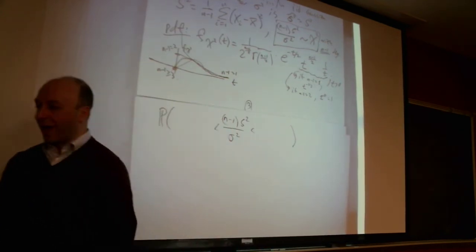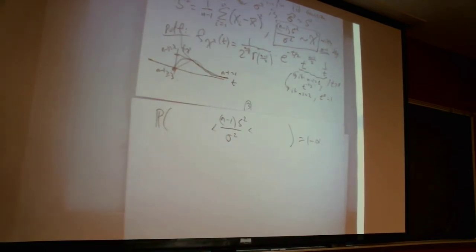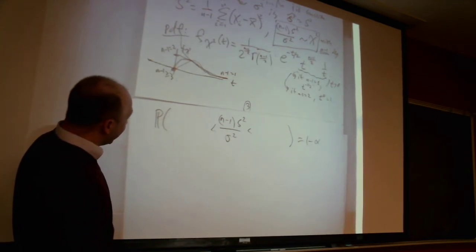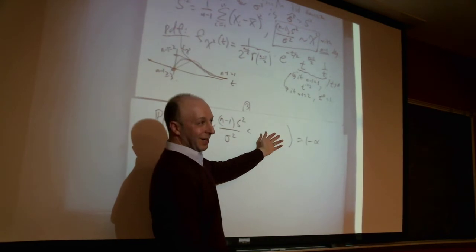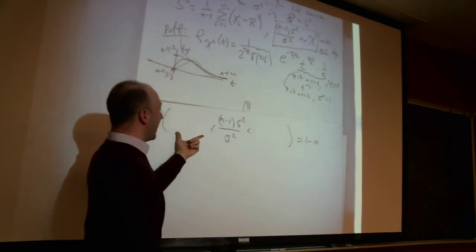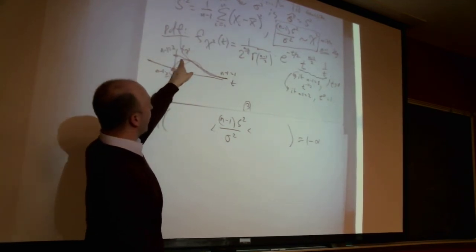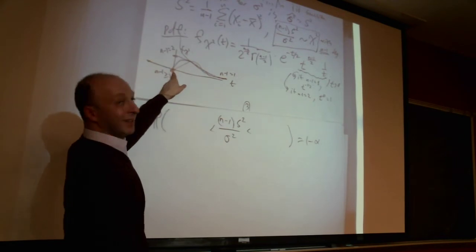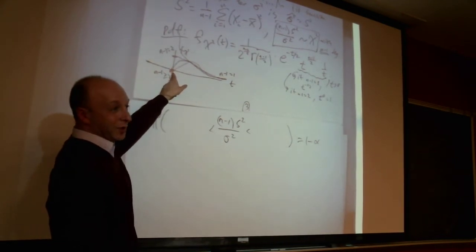If we want this to be 1 minus alpha, well, if we want some interval that does this, maybe we want to take alpha over 2 of the mass from here and alpha over 2 of the mass from here. But we no longer have a symmetric density function. So we have to do it in 2 steps.